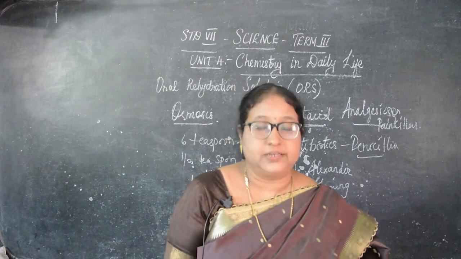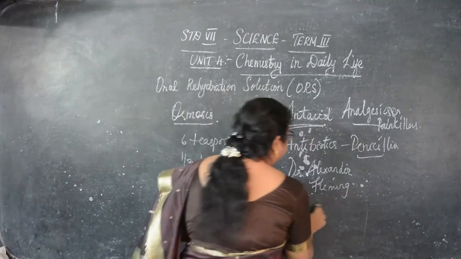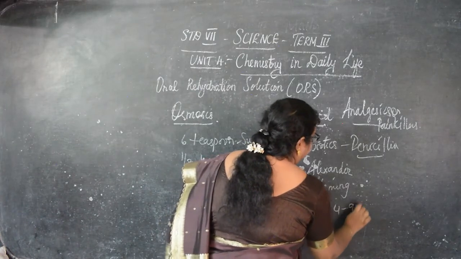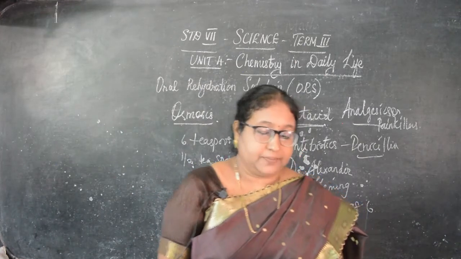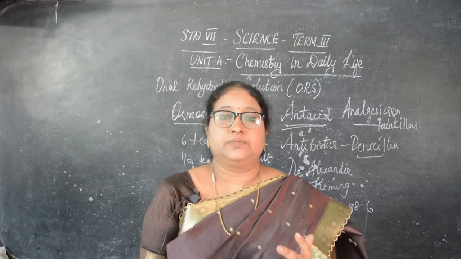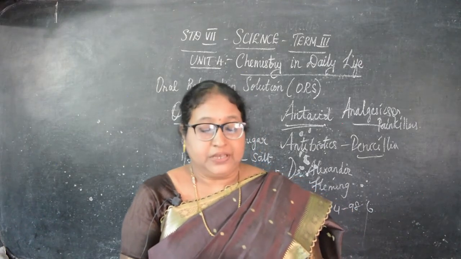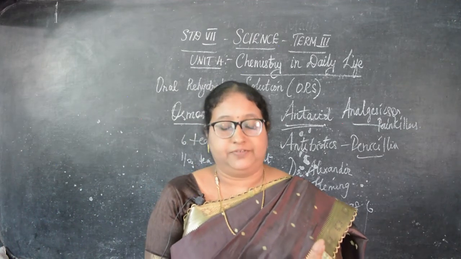A normal body temperature ranges from 98.4 to 98.6. A normal body temperature is 98.4 to 98.6 degrees, right? So when the temperature goes above this level, it is called fever. If the temperature shows above this, it's called a fever. The most common cause of fever is infection. That means when we get an infection, we get fever.